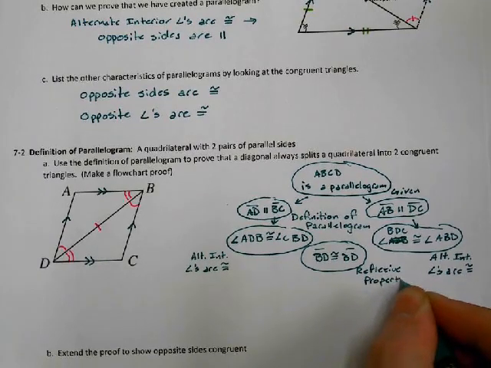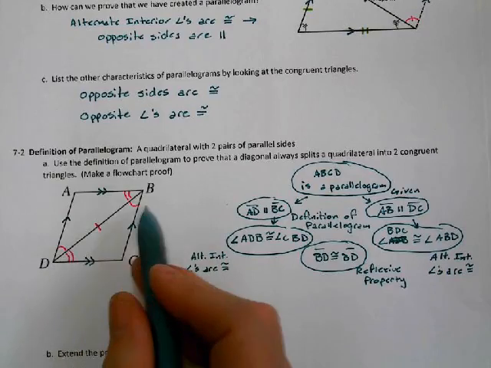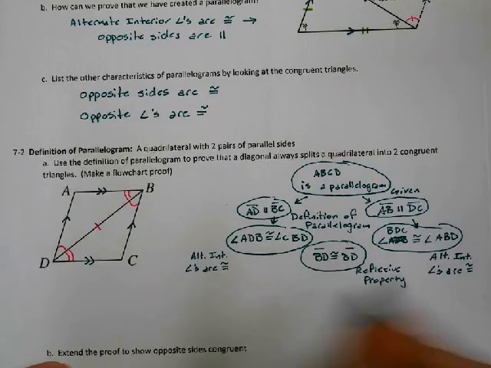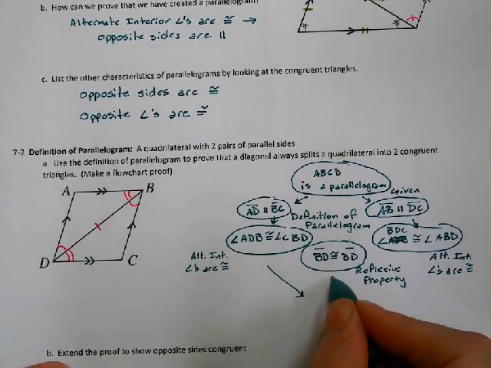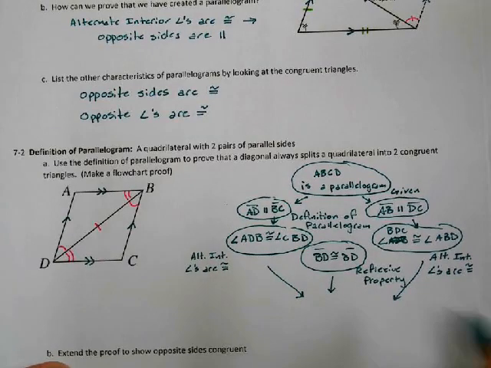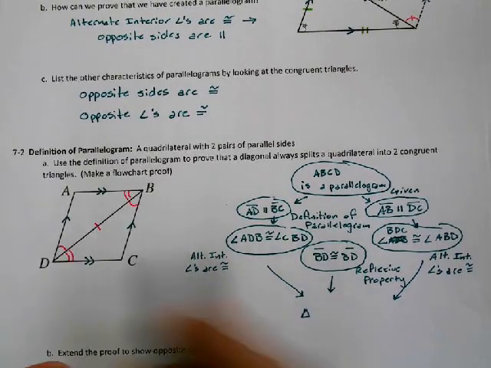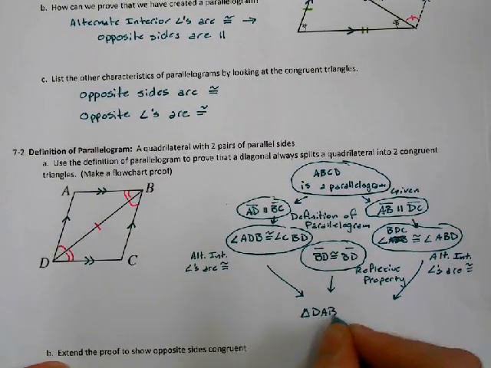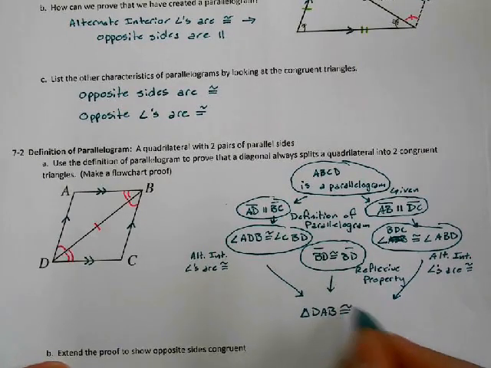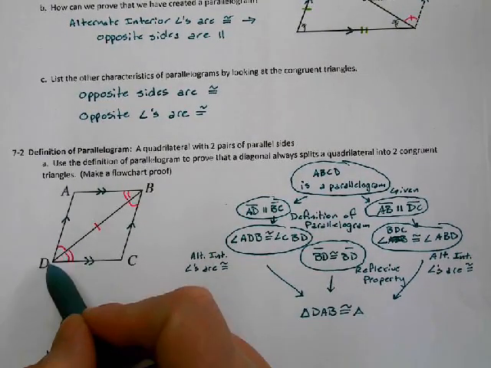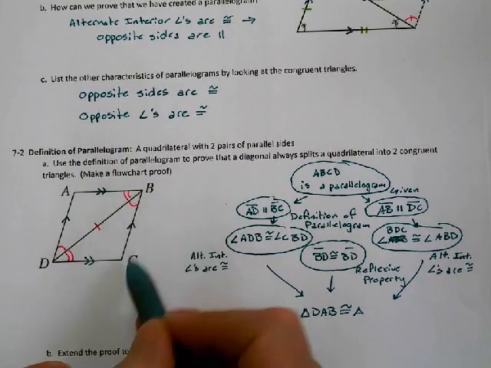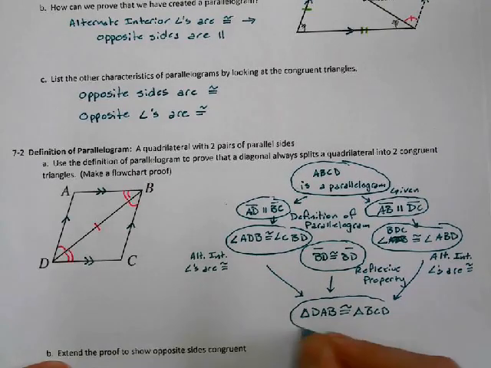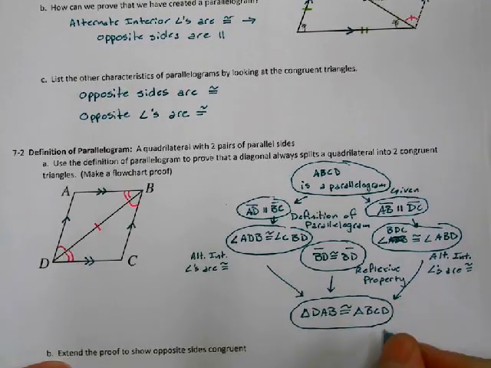So now I've got an angle, a side, and an angle on both of them. So that proves the two triangles are congruent by ASA. So because I know this, and I know this, and I know this, I can now state that triangle, let's see, let's do DAB. So triangle DAB is congruent to triangle, let's see, I did D over here, so I have to start with B over here, so BCD. So I just proved that those triangles have to be congruent by angle side angle.